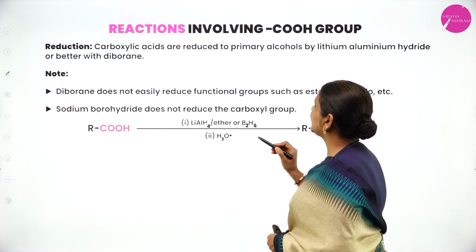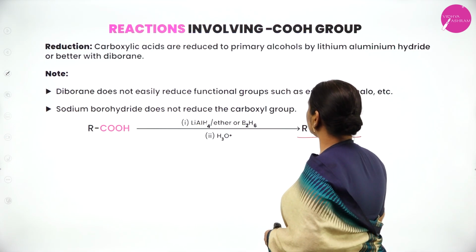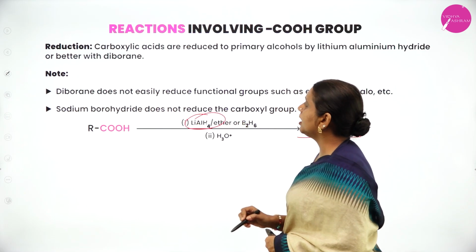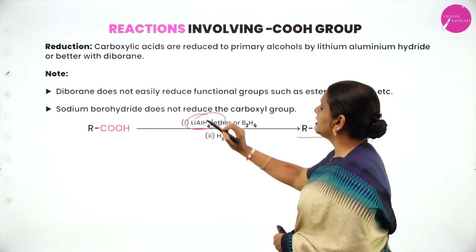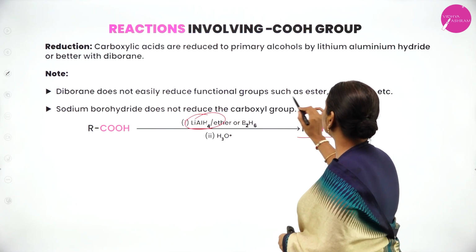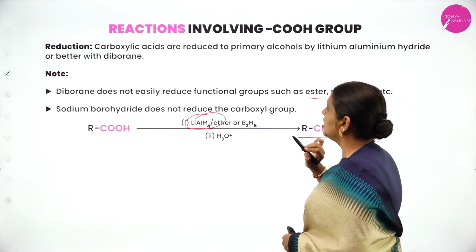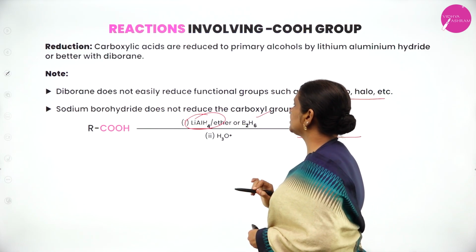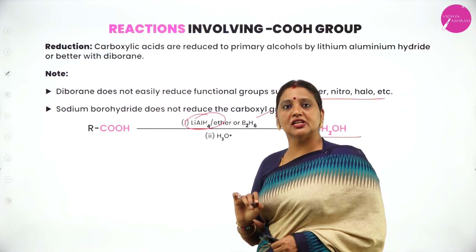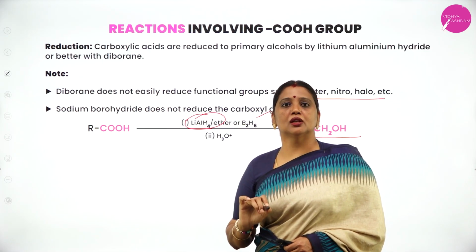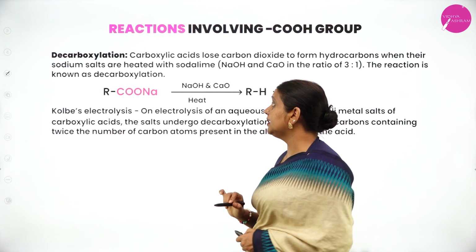Reduction. Carboxylic acids are reduced to primary alcohol in the presence of lithium aluminum hydride. Note, diborane does not easily reduce functional groups such as ester, nitro, halo. Sodium borohydride does not reduce the carboxyl group. Therefore, carboxyl group is reduced to primary alcoholic group in the presence of diborane.